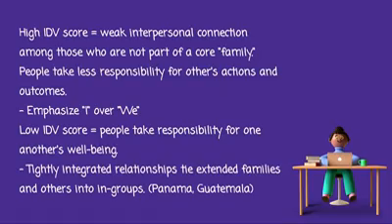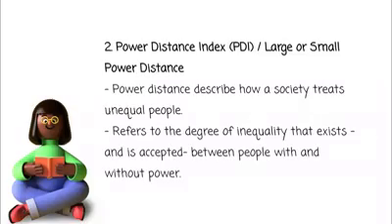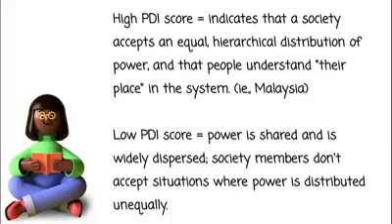Low IDV score countries, this is where people take responsibility for one another's well-being. There is a tightly integrated relationship that ties extended families and others into in-groups. An example of this is Panama and also Guatemala. High PDI score. This indicates that a society accepts an unequal, hierarchical distribution of power and that people understand their place in the system. An example country of this is Malaysia. While in low PDI score, power is shared and is widely dispersed. Society members don't accept situations where power is distributed unequally.